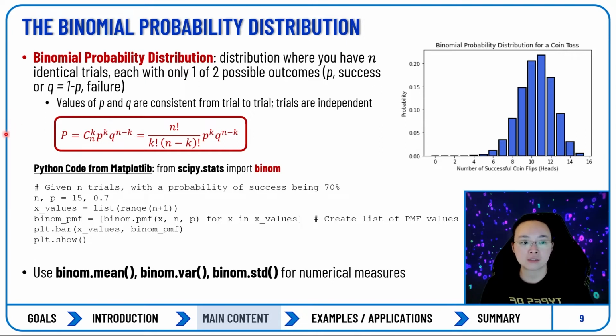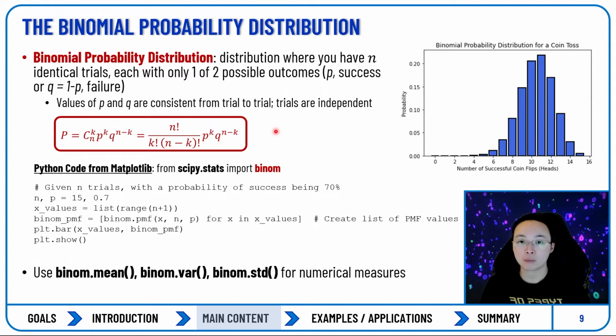So we call the success probability p, and we call the probability of failure q, which is equal to 1 minus p. The values of p and q must be consistent from trial to trial because the trials are independent. So based on that, if we do have a binomial experiment, we can use the binomial equation to calculate the binomial probability distribution. So I have it presented here.